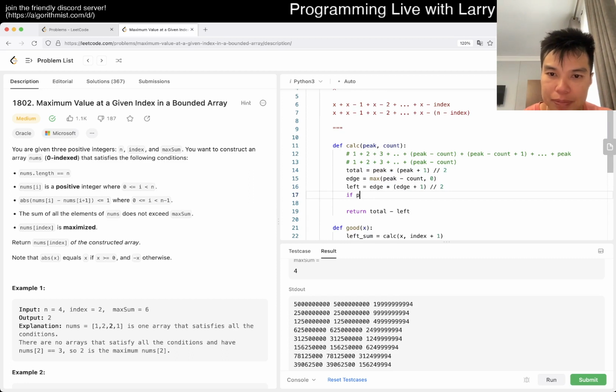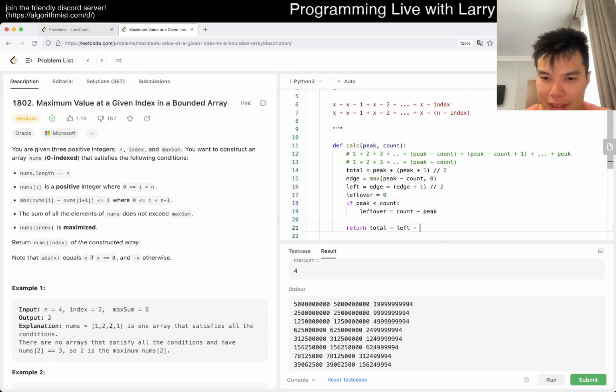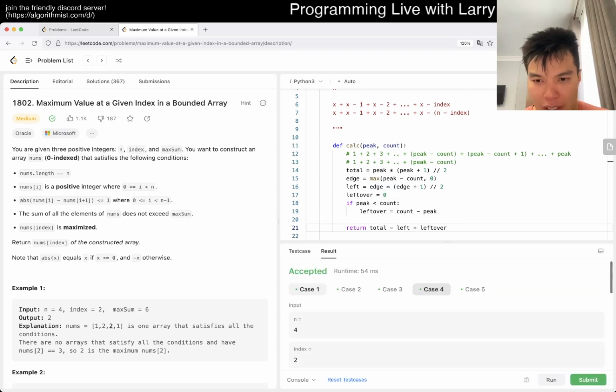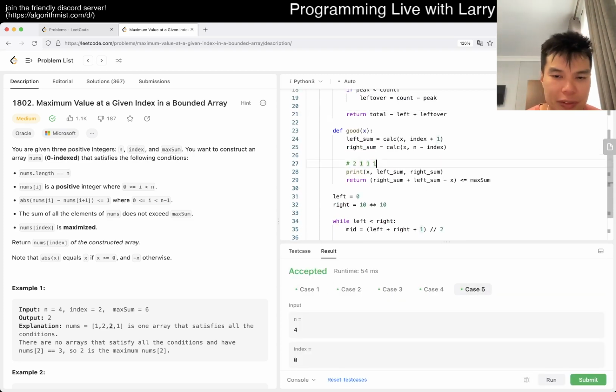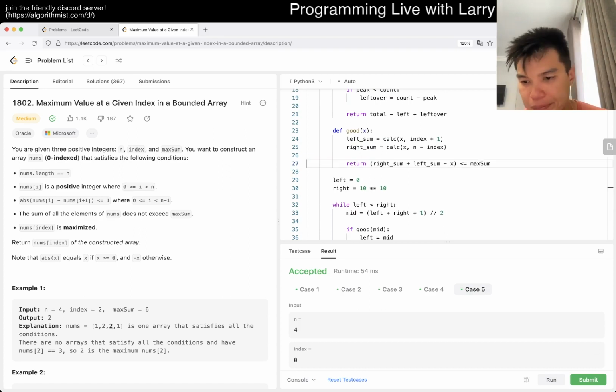If peak is less than count, then leftover is equal to count minus peak, and they all have to be 1s. So yeah, so it's just this minus leftover is the sum. No, it's this plus leftover, and then the other part will get rid of it. Yeah, okay, see, it's a very easy fix, but clearly I misread it or misinterpreted it.